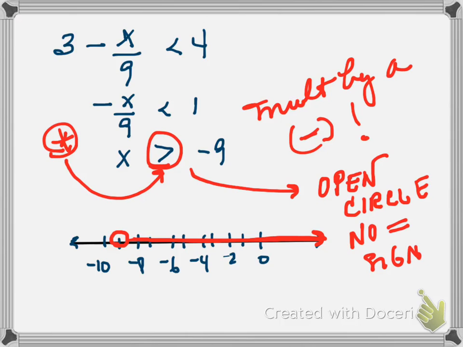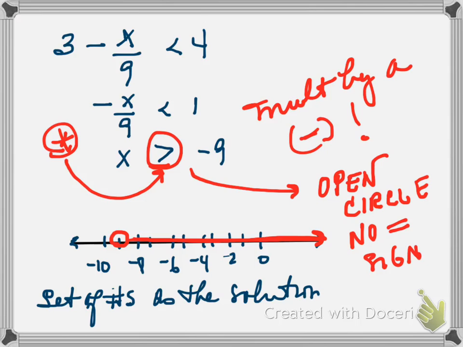So notice all of the numbers that I covered in red. All of those are solutions to my inequality. So we have an entire set of numbers as the solution. You could pick any number in red, and if you plugged it into the original, it's going to make a true statement.